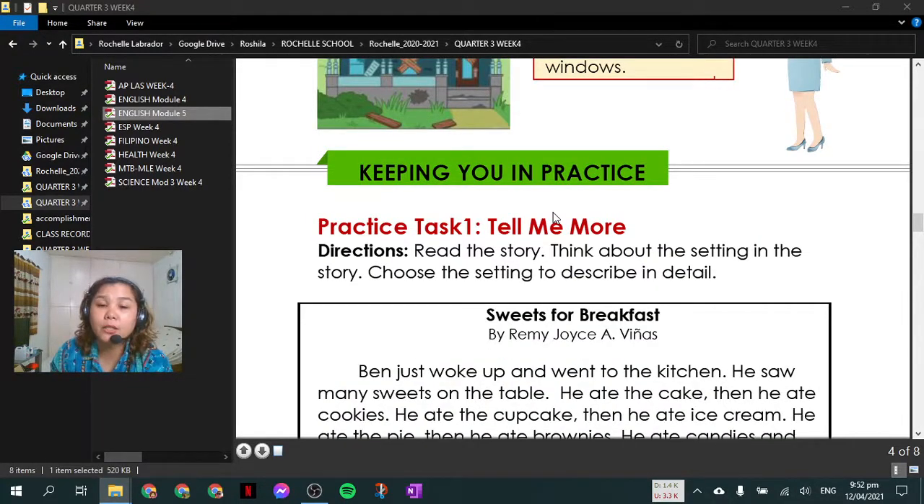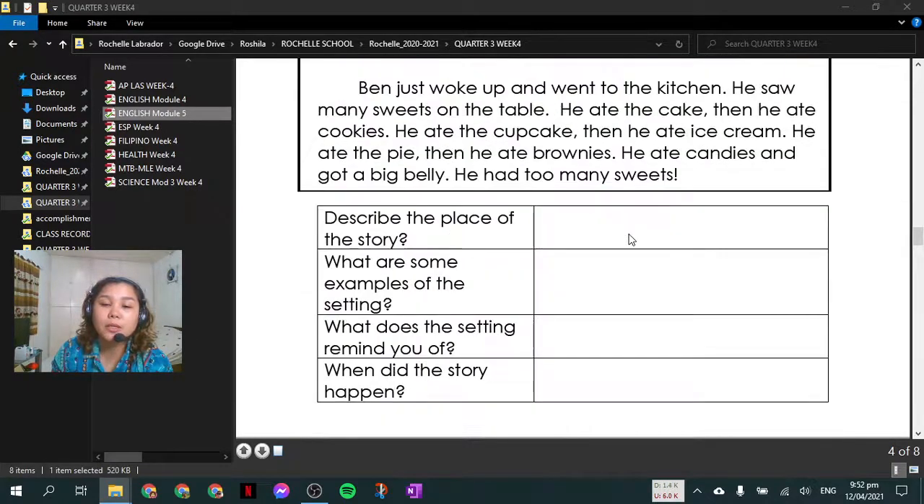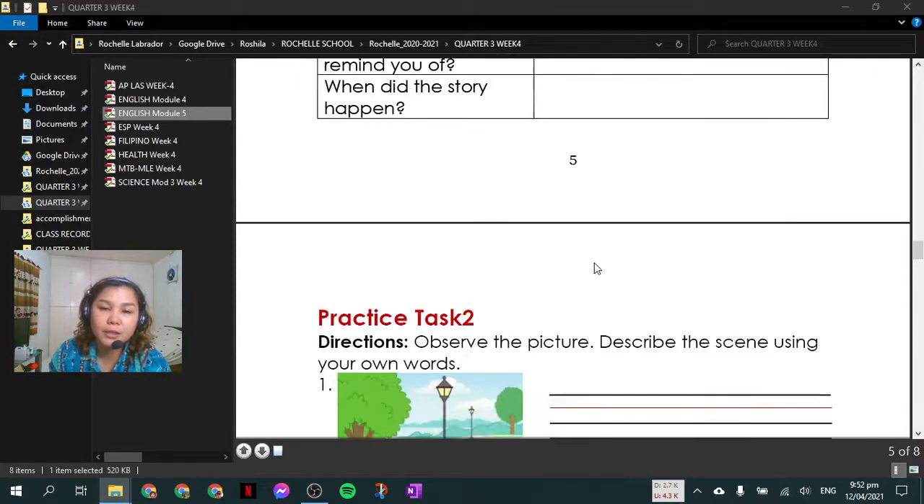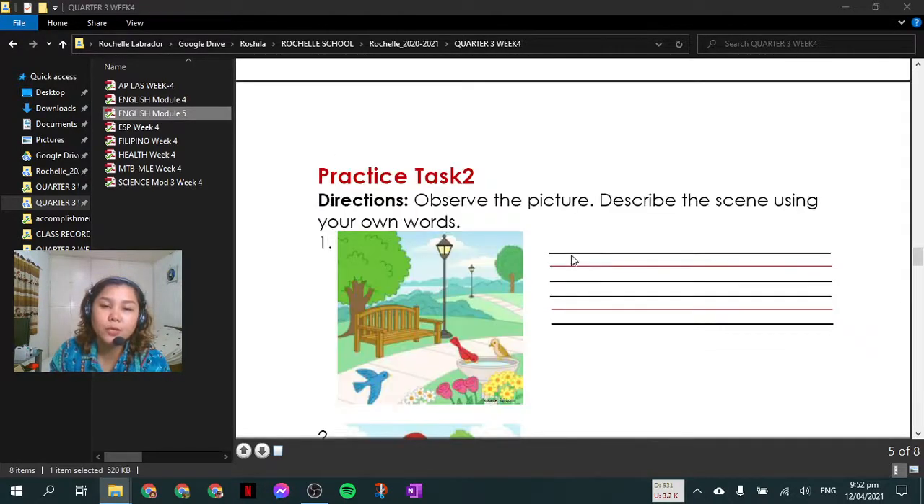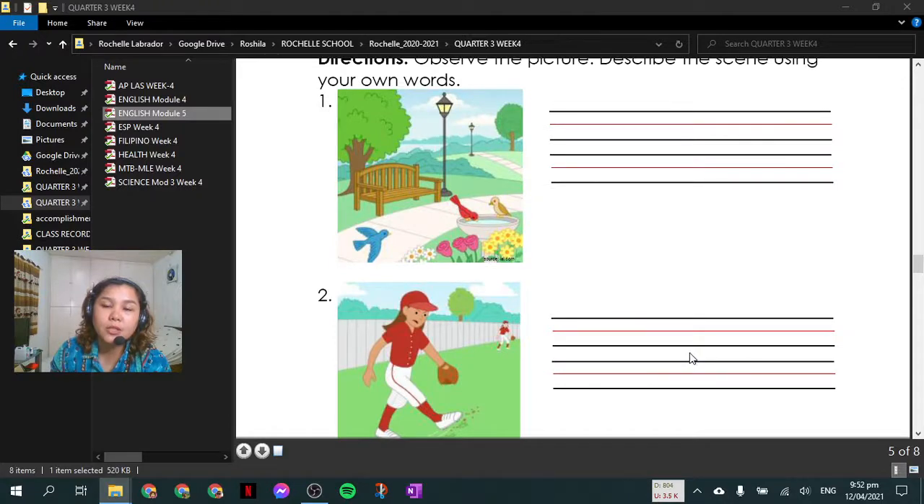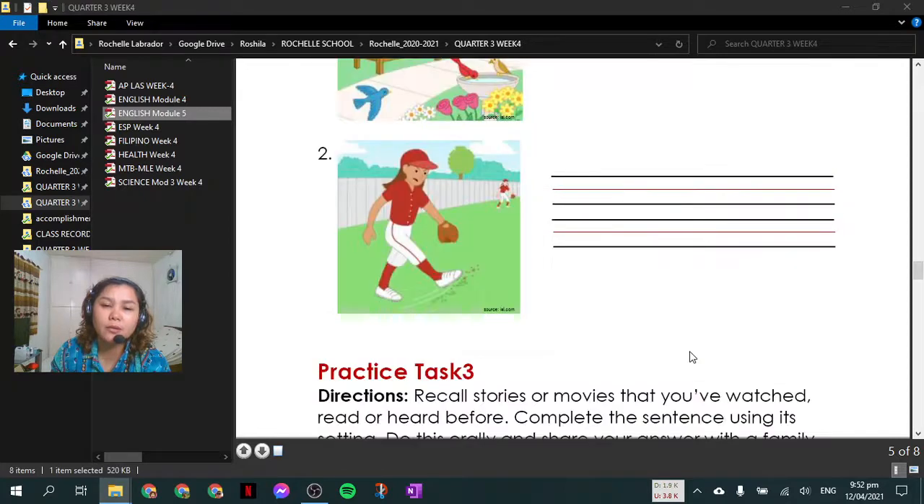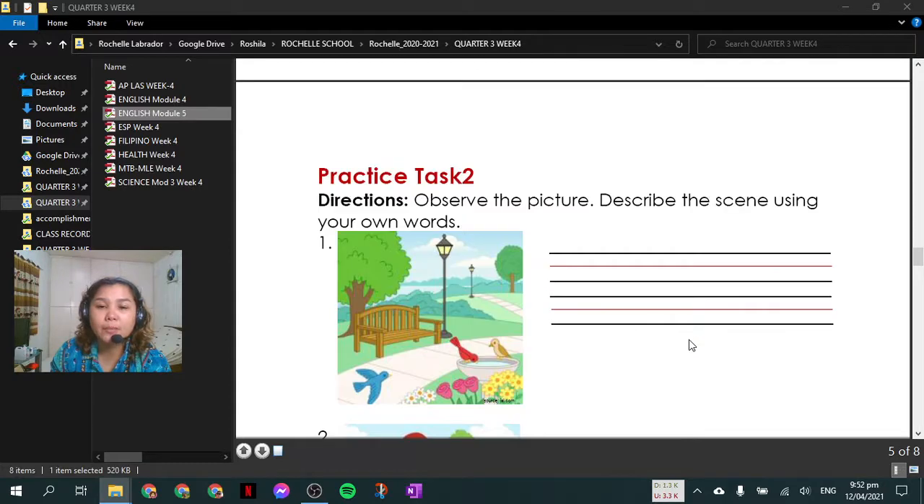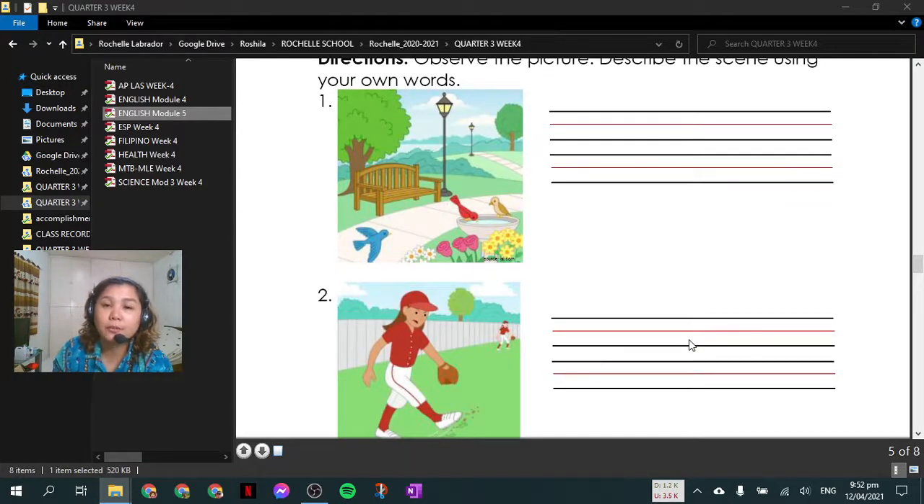Then, let's move to practice task 1. You read the story and choose the setting to describe in detail. So, what did you imagine, this time about the place? Then, practice task 2. Observe the picture, describe the scene using your own words. What can you say about the settings? You just choose maybe 2 words to describe the picture, or to describe the setting, the scene.